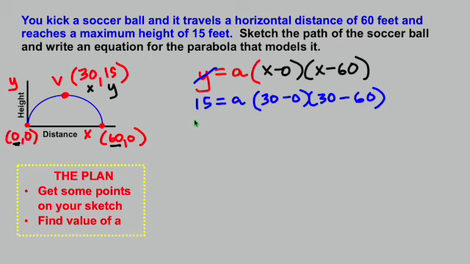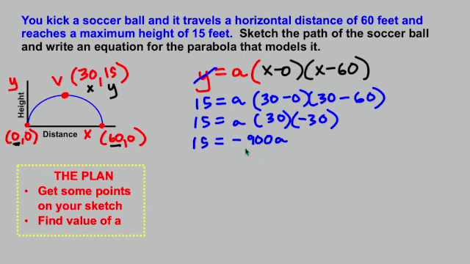From here, we can still say 15 equals a. Well, we know 30 minus 0 is just 30, and we know that 30 minus 60 is negative 30. And if you multiply those together, you're going to get 15 equals a, 30 times negative 30, which would be negative 900. Let me go ahead and erase this out here. So I can write this as negative 900 times a. And then finally, to solve for a, we're going to divide both sides by negative 900.